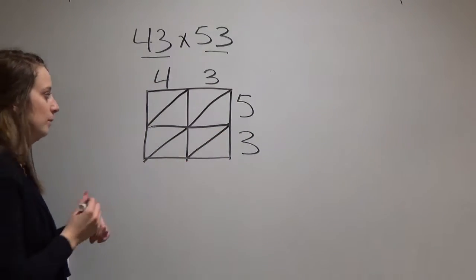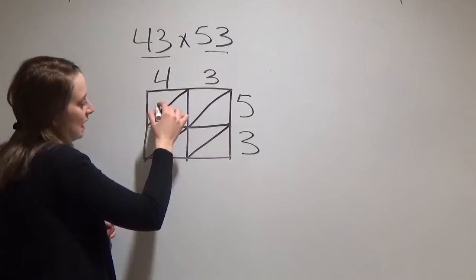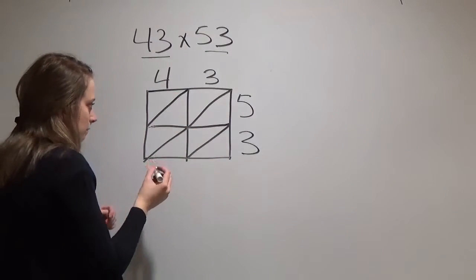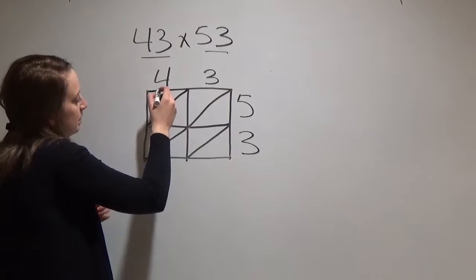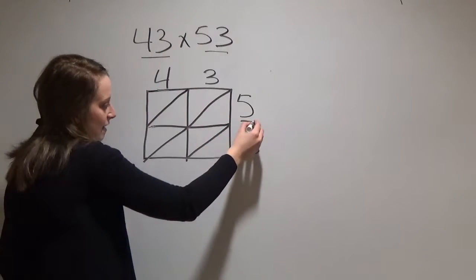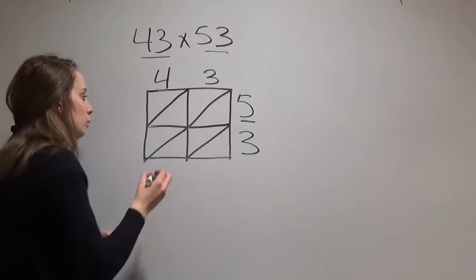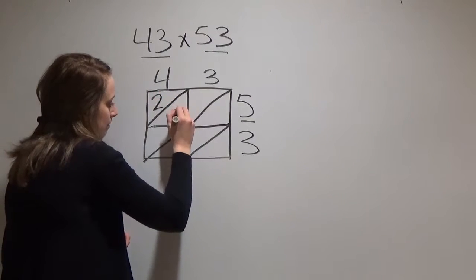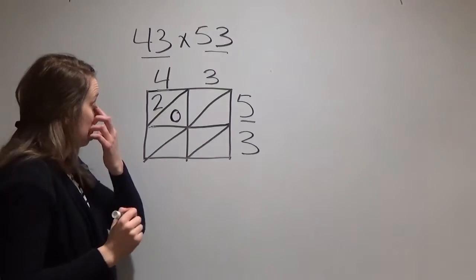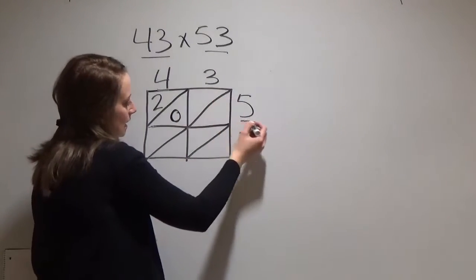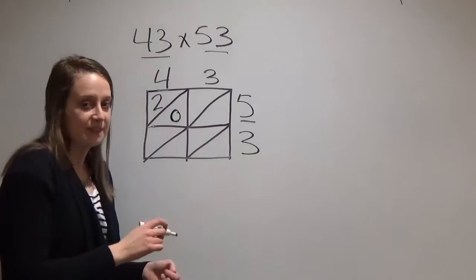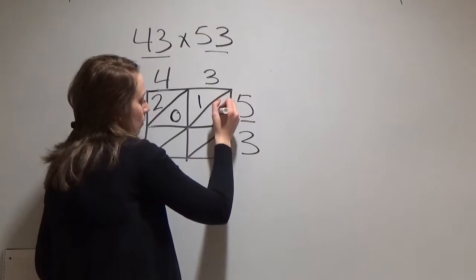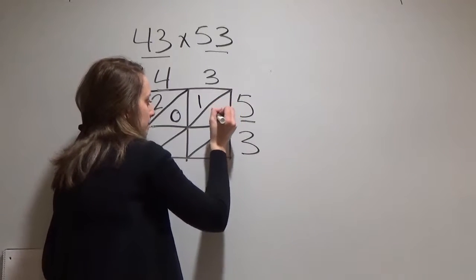In each small square, our tens is going to go on top of the diagonal, and our ones is going to go on the bottom. So I'm going to start by multiplying our 4 and our 5. 4 times 5 is 20, so our tens goes on top, and our ones goes on bottom of the diagonal. Now I'm going to move to 3 times 5, which equals 15. Our tens go on top, 1, and our ones go on the bottom, 5.